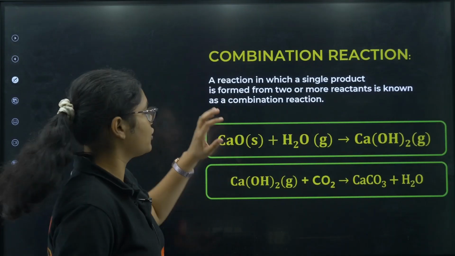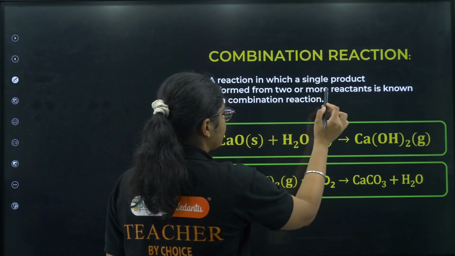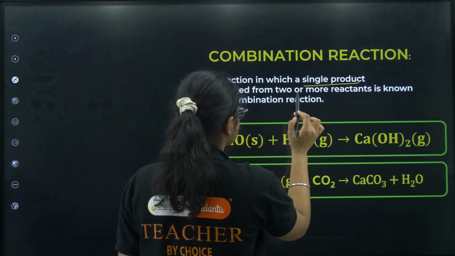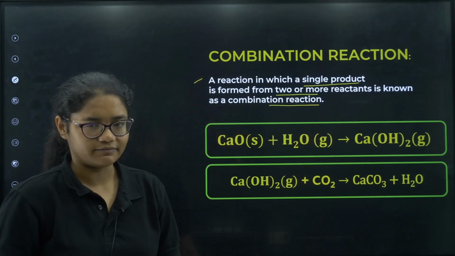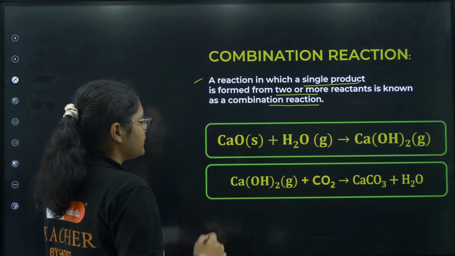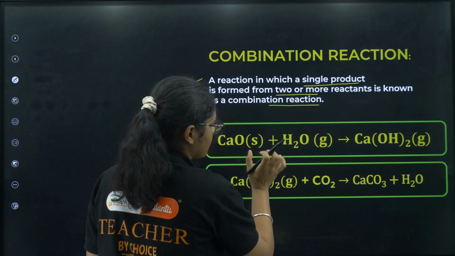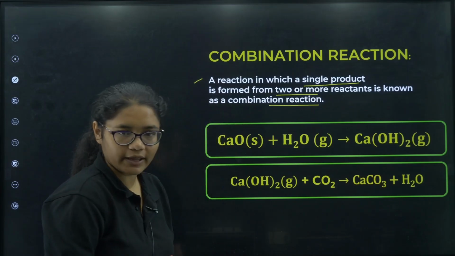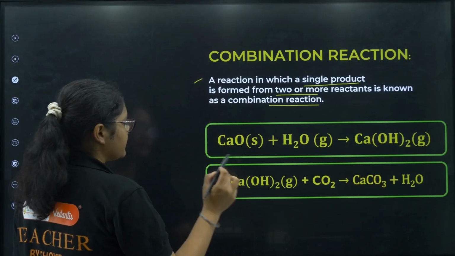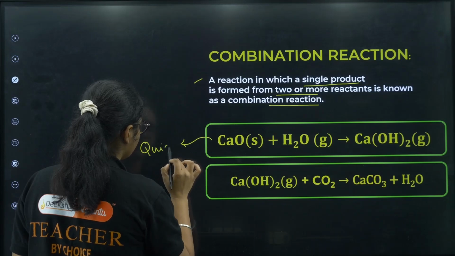First one is your combination reactions. What is the definition you should know? A reaction in which a single product is formed from two or more reactants is known as a combination reaction. Very simple. One example of a combination reaction is calcium oxide plus H2O gives calcium hydroxide. Here you should know their common names. Calcium oxide is called quicklime.